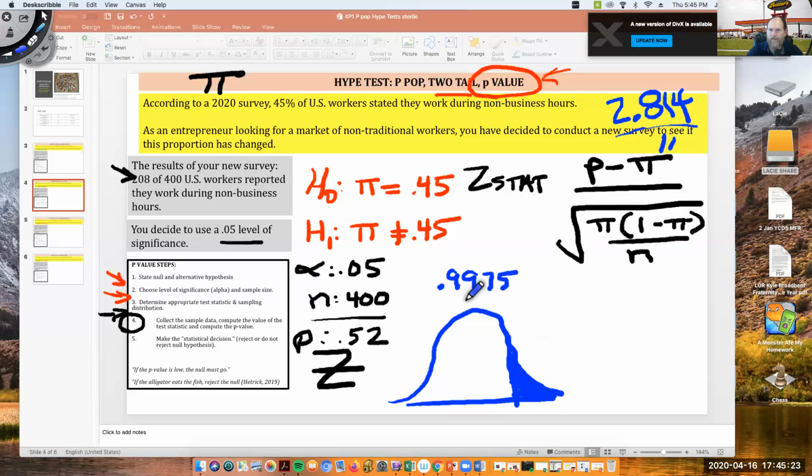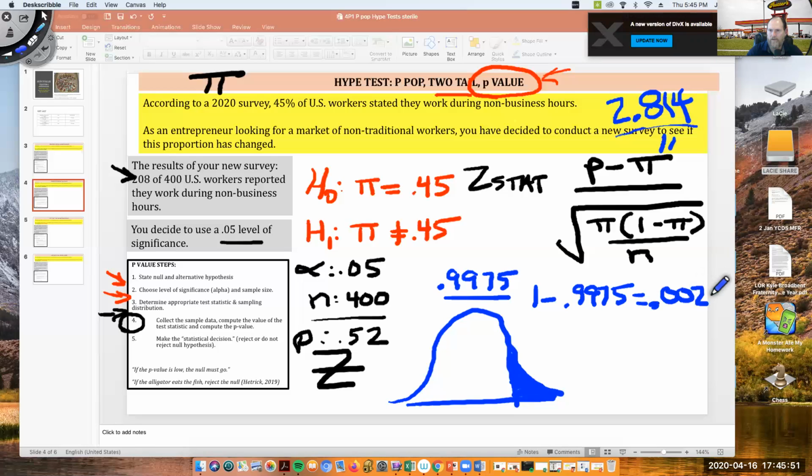So remember what a z-stat and a z-score is. It tells us the same thing, how many standard deviations we are away. 2.8, that's pretty far out there. But we got to do a 1 minus with this. Okay, and once we do a 1 minus with that, we get this value right here.